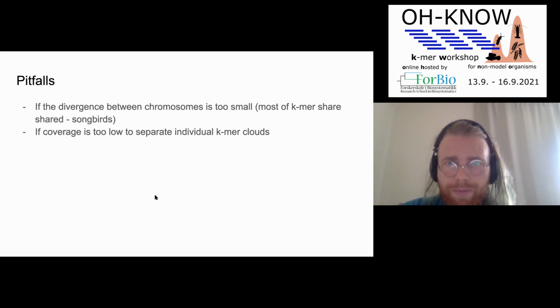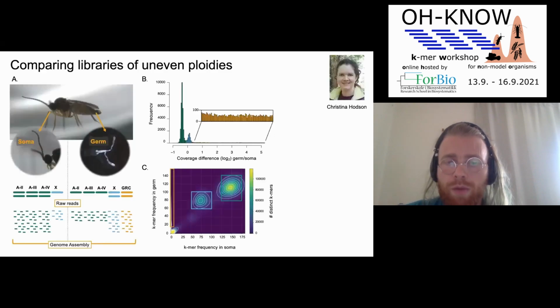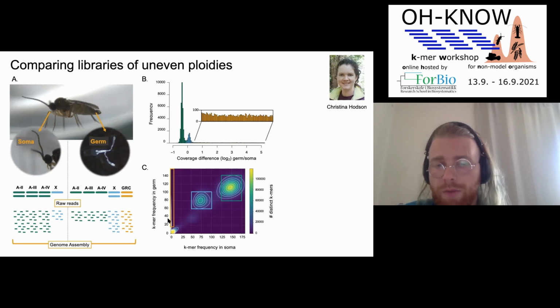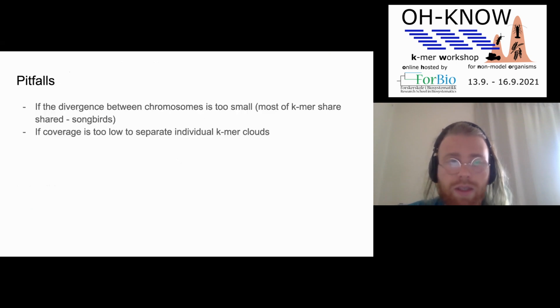So the pitfall of this is if the divergence of chromosomes is too small. If the chromosomes we're trying to isolate have sequences too similar to the other chromosomes, then instead of having them isolated as a single copy, we will see them shifted somewhere here, by the coverage of the autosomes or X chromosomes and the shared sequence. If you are wondering how to isolate those, I would recommend talking to Paco, who's over here as well. He's done this in the zebra finches.